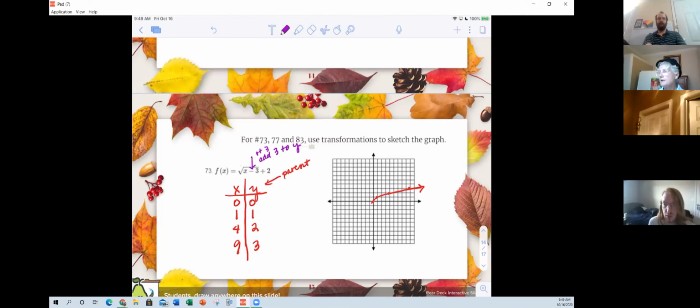Okay, if it's inside the function, you do the opposite and you do it to the x values. You said y values. I think you meant x. No, I mean y. You add 3 to the x value, right? No. Add 2 to the y, right? You're right. You're totally right. Sorry. I did mean x.